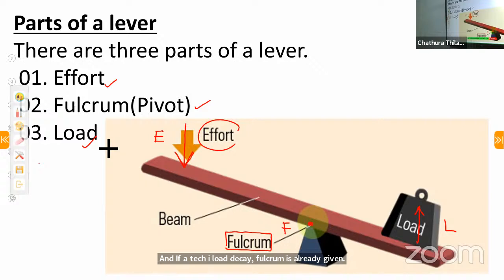I am talking about the first diagram. A man lifting a stone with a rod. You have to mark the effort and the load there and cut and paste it. The fulcrum is already given.